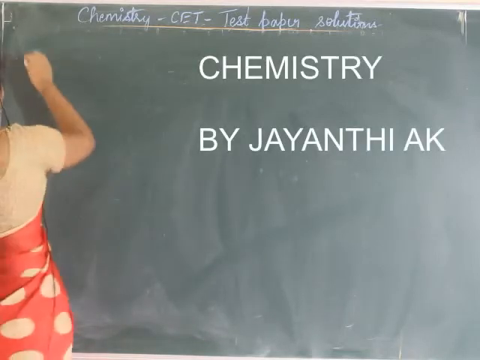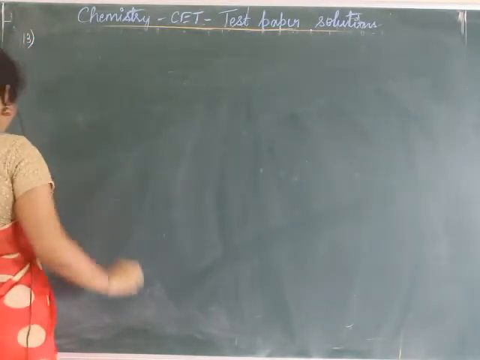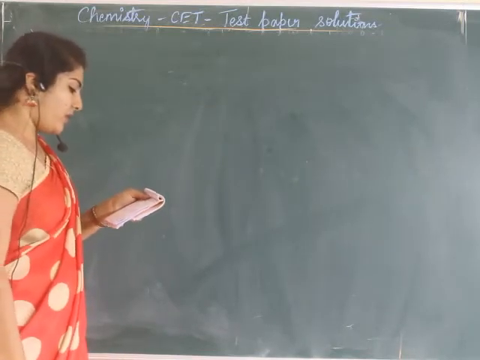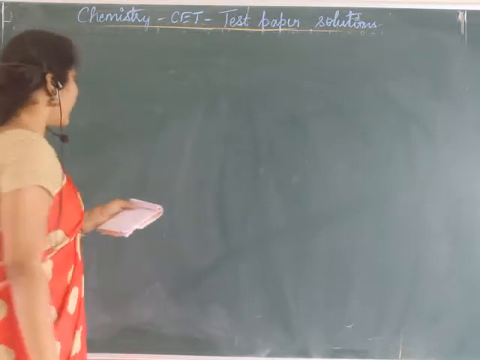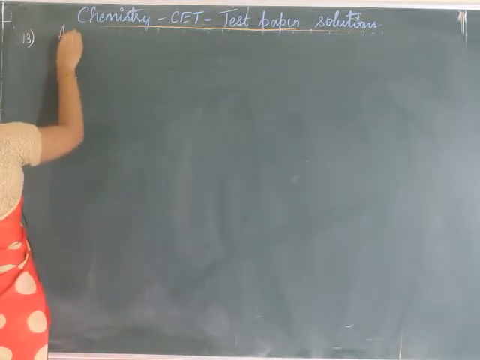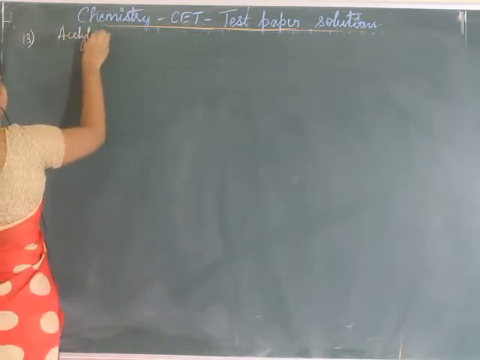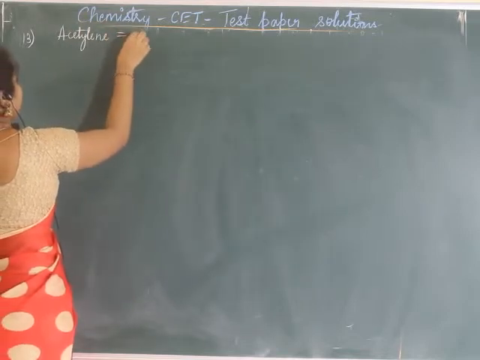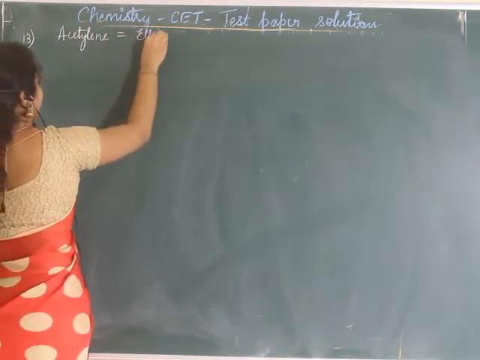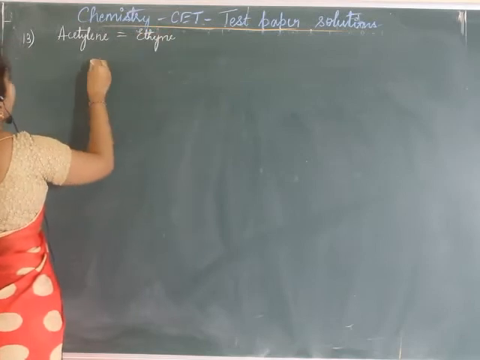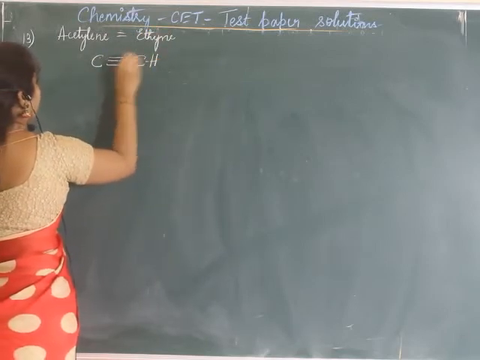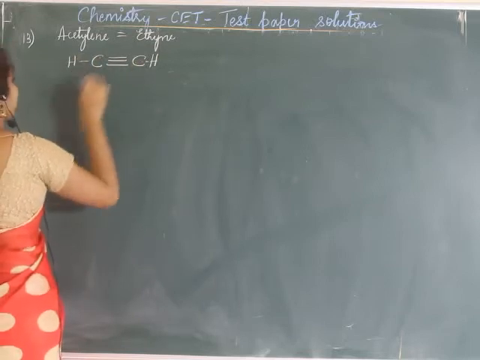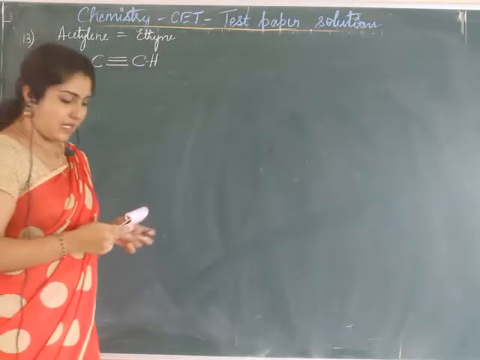The next question is, in acetylene molecule, between the carbon atoms there are... Acetylene is another name for ethine. So we know ethine is 2 carbon with 1 triple bond. 3 plus 1, 4. This is acetylene molecule.